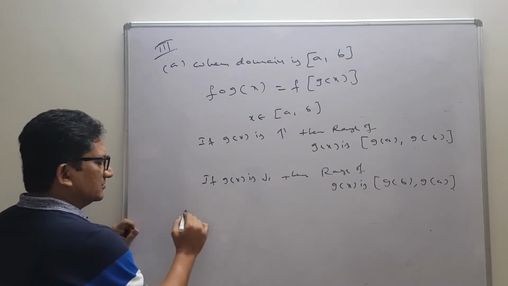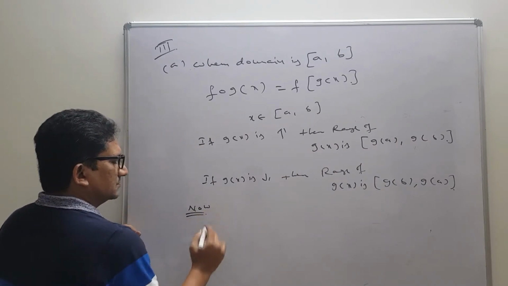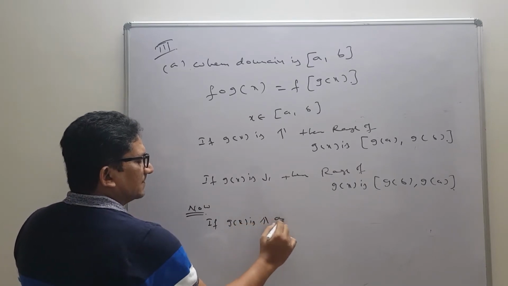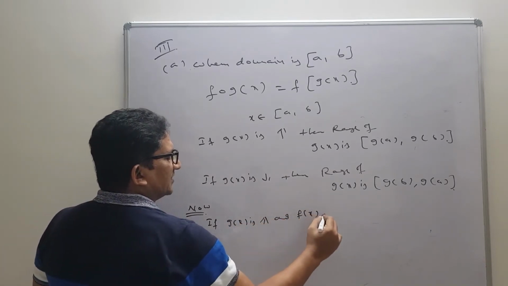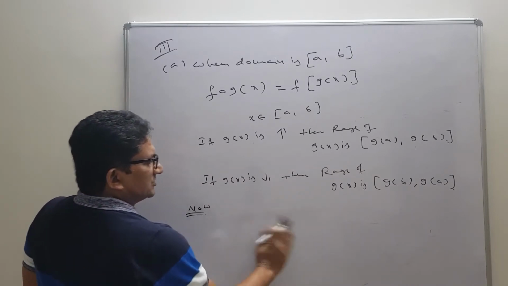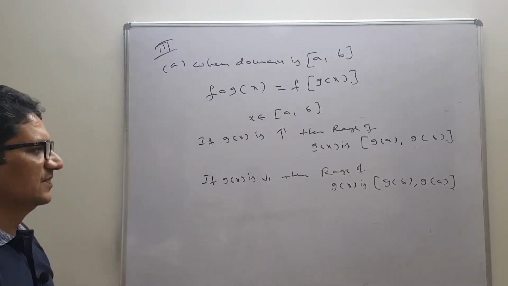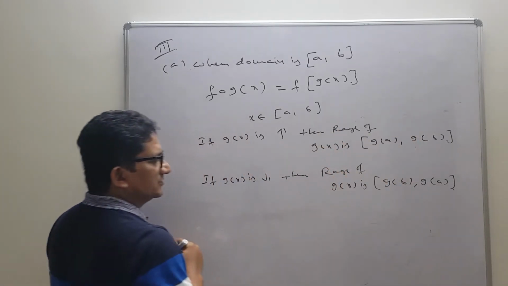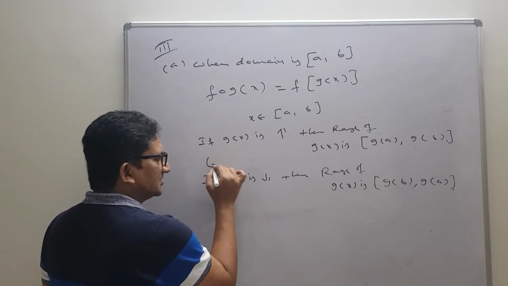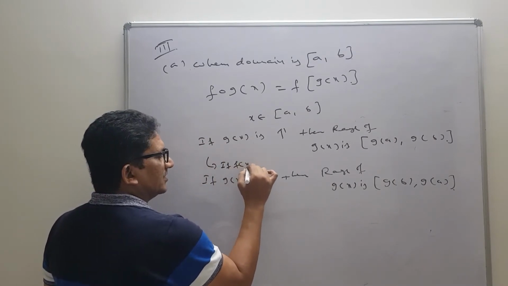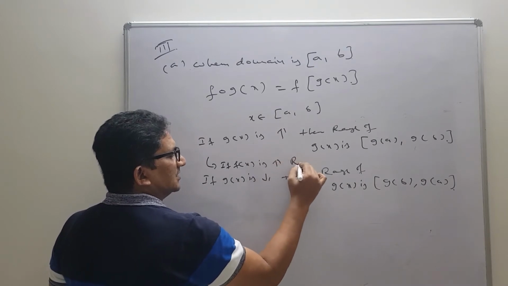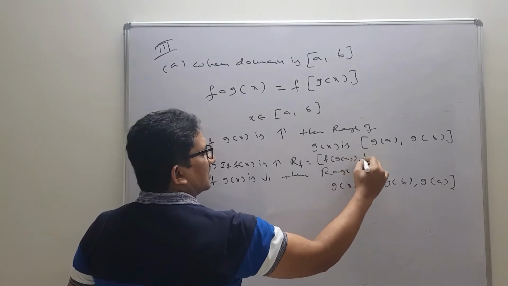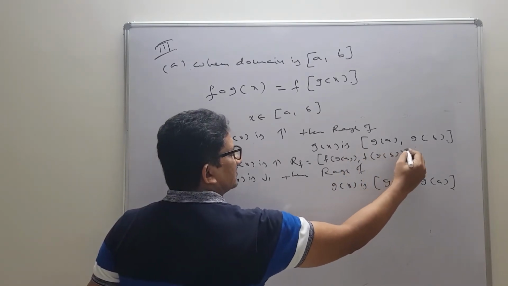Now, from both of these 2 you will write the cases. Here itself I will write, say, if g of x is increasing, then the range of g of x is this one we have written. Then in the sub case, if f of x is increasing, then the range of the function is [f of g of a, f of g of b].